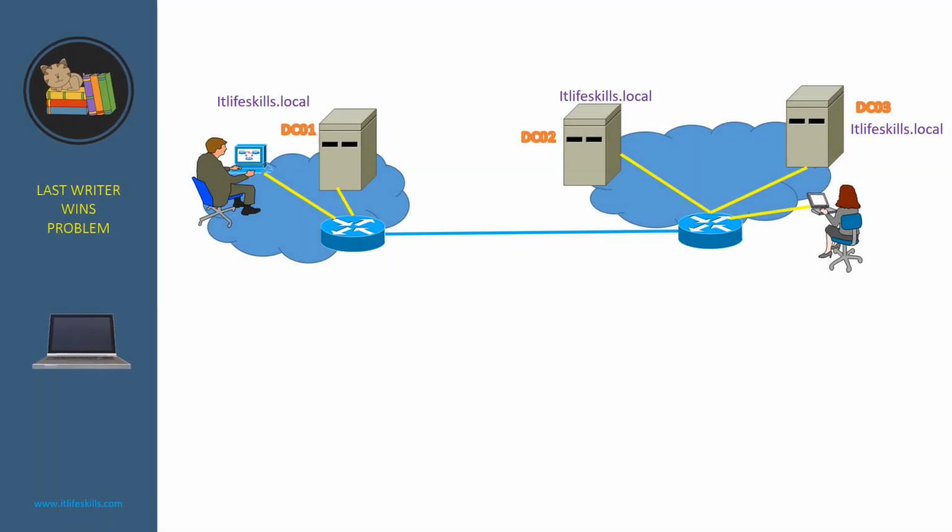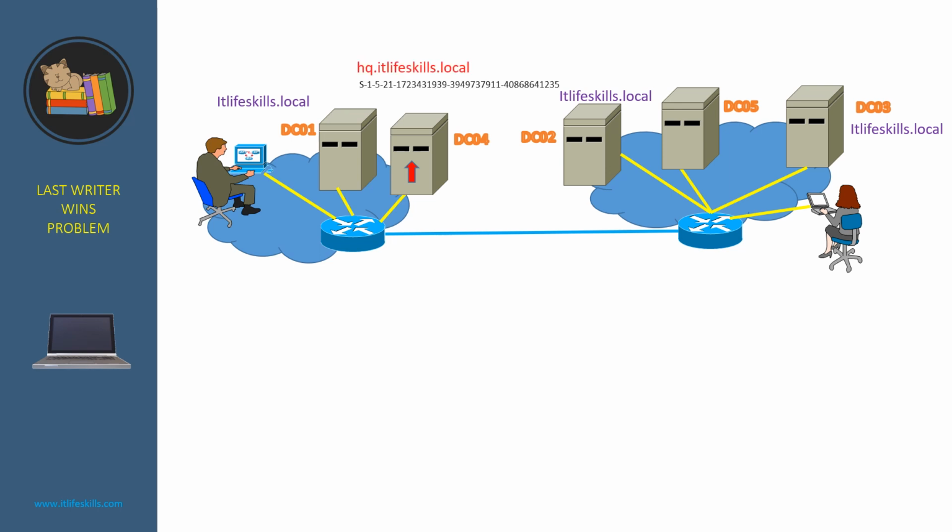As you can see, the last writer wins algorithm is easy to implement but may not be feasible and efficient in certain cases. Let's take a look at this domain it-lifeskills.local. Now we deploy two new servers, DC04 and DC05. Let's assume this system administrator logged into DC04 and promotes it to the domain controller of the domain hq.it-lifeskills.local, and it has this security ID.